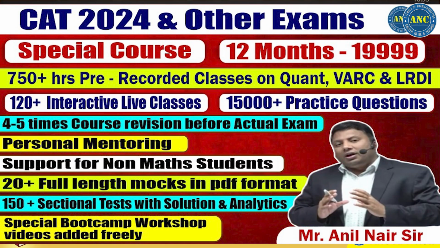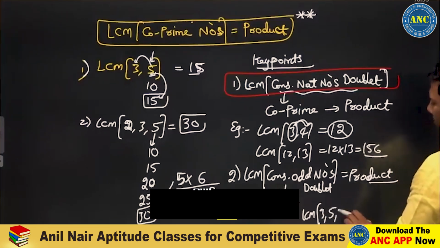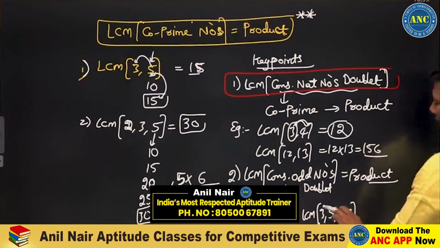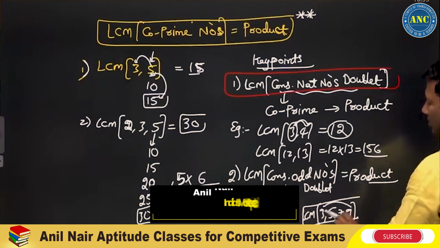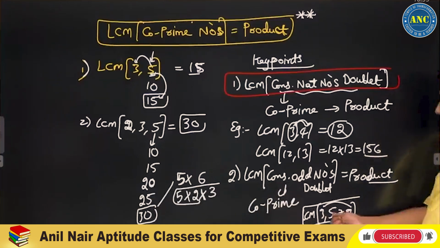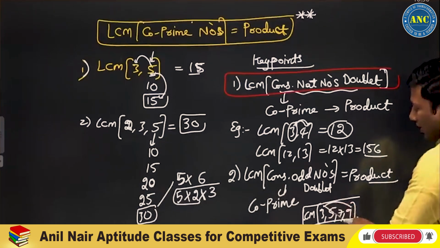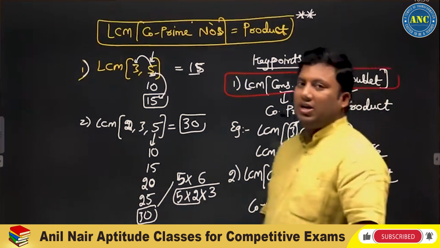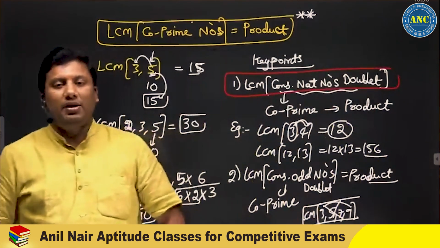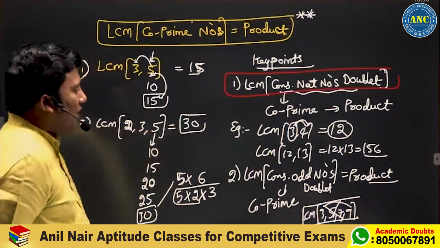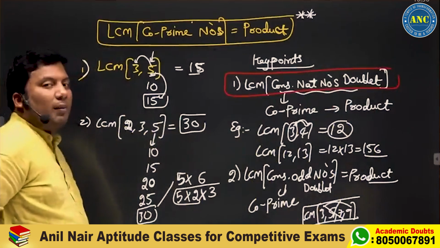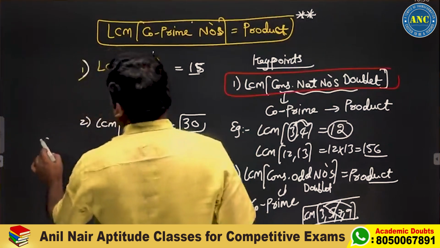In a hurry, you might probably ask me this question. Sir, LCM of 3, 5, 7, 9. 3 and 9 are not co-prime. It is not a doublet. It is a quadruple. 4 numbers you took. Doublet means only 2 numbers. Triplet means only 3 numbers. Quadruple means 4 numbers. Consecutive odd numbers doublet, it is always the product.